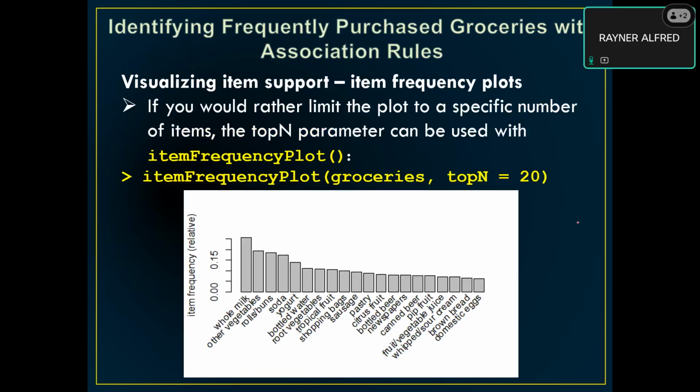We can also use topN and specify the number of items that we want to list here. So at least we know that these are the top 20 items that are frequent.